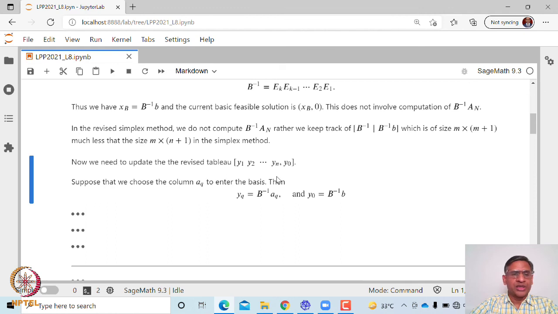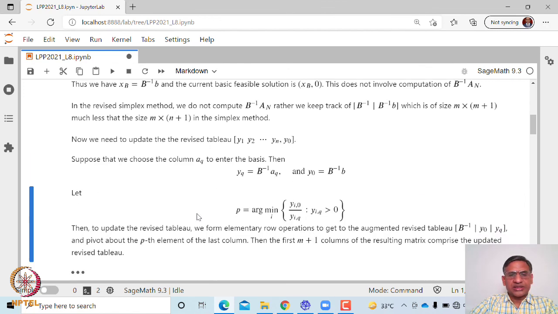Suppose we have chosen column AQ to enter the basis. Then YQ is going to be B inverse AQ, right? B inverse times AQ will give me the YQ column after updating the simplex table. And the last column is going to be Y0, which is B inverse b. This we already know, we have already looked at this in the simplex method.